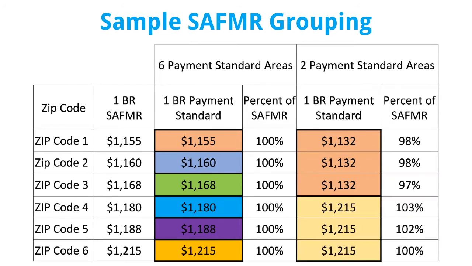For example, it may be practical to group zip codes with small area FMRs that are within $5 to $10 of each other into a smaller number of payment standard areas. This may help make small area FMRs more manageable and easier to comprehend for both staff and voucher-assisted families while still taking advantage of the benefits of higher payment standards in higher cost areas.